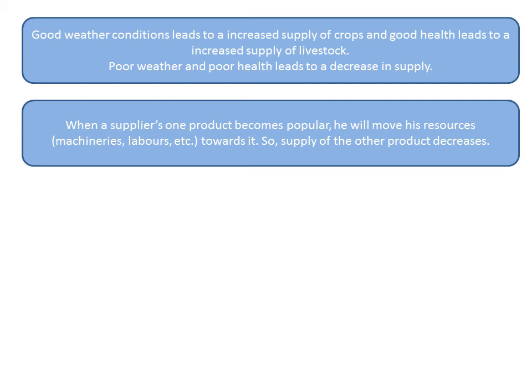When a supplier is producing two products and one product becomes popular, he will move the resources he has towards producing that product, so the supply of the other product will decrease. For example, say a supplier is producing ice cream and milk powder. When the demand for the milk powder increases, he will move his laborers and machineries towards producing the milk powder, so that the supply of ice cream will reduce.